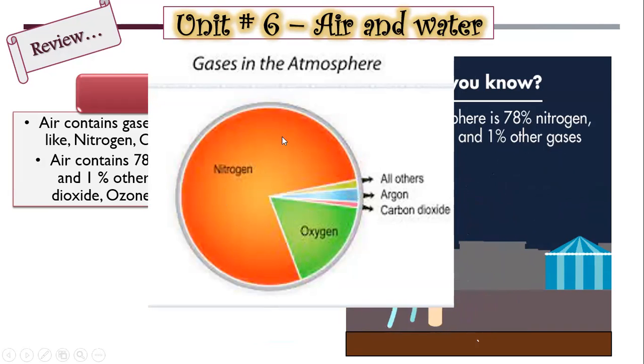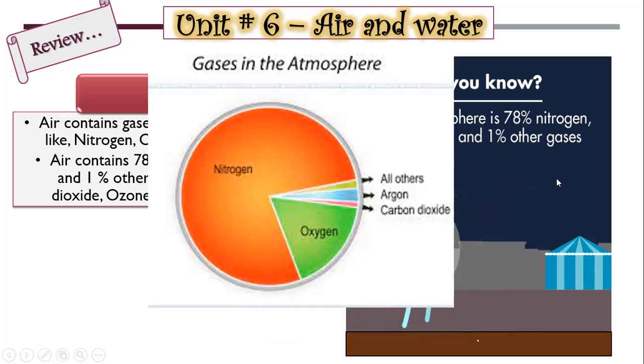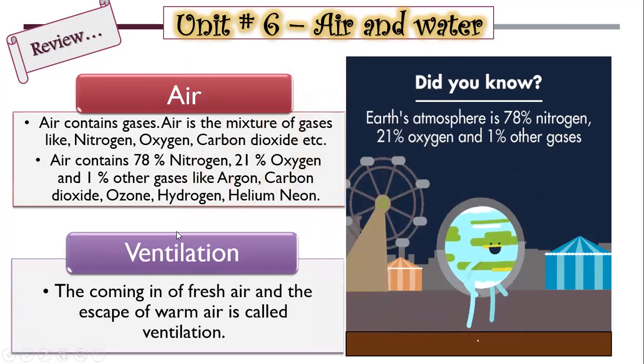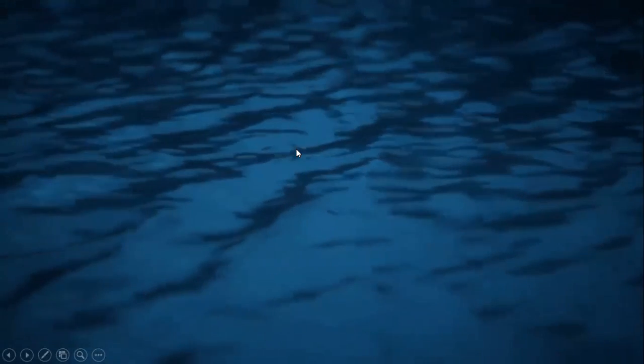It is the water vapor in the air that forms clouds. The amount of water vapor in the air is called humidity. Oxygen is the active part of the air, while nitrogen is the inactive part of the air. Ventilation: the coming in of fresh air and the escape of warm air is called ventilation. That's why all the rooms which have good windows have good ventilation.